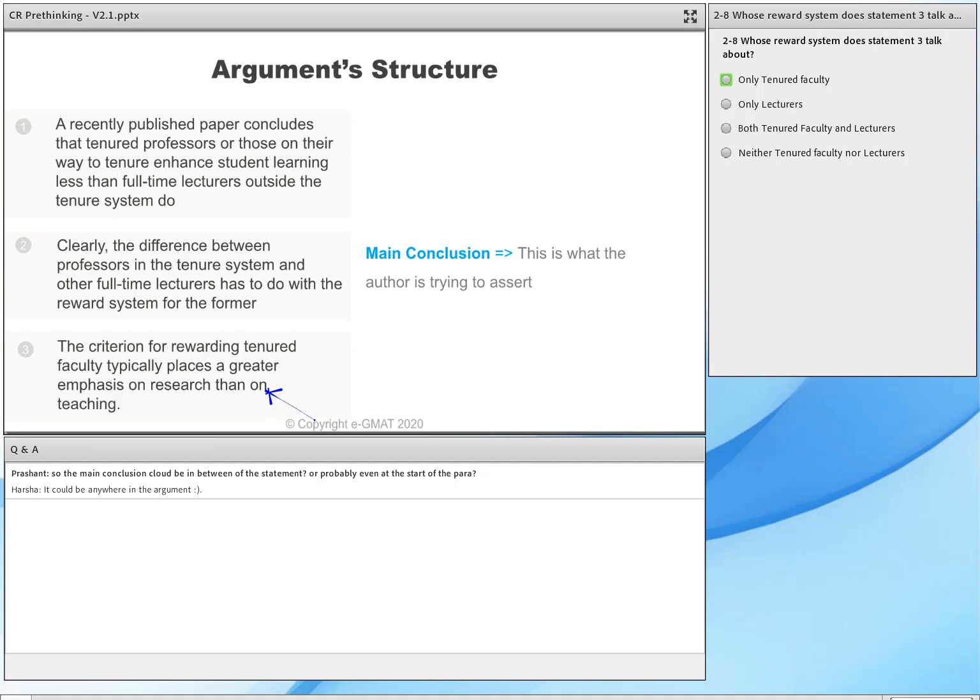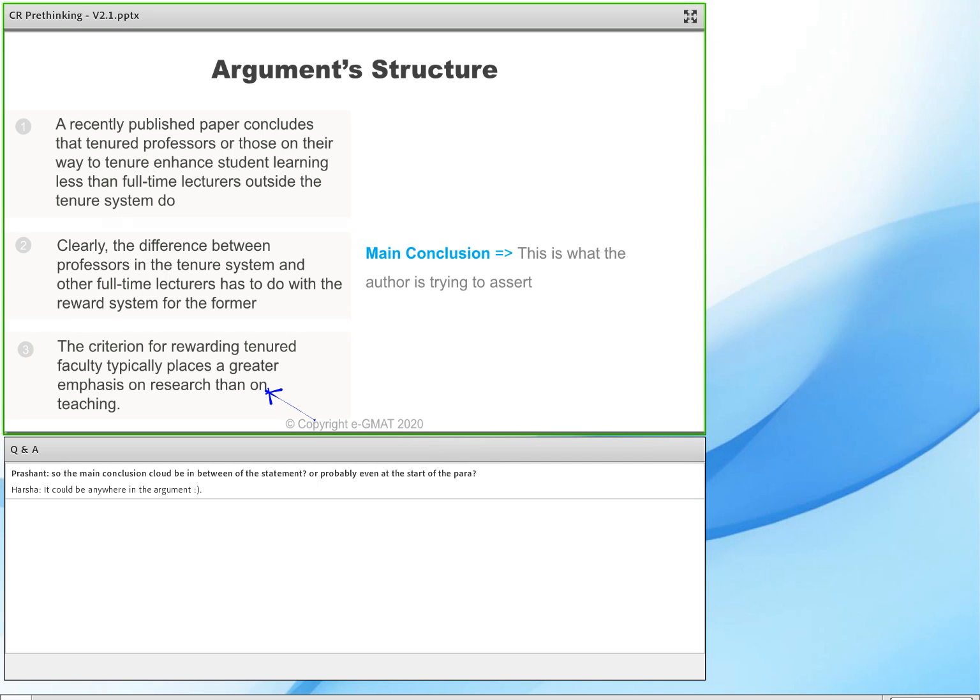I have 85 responses, and 1. Let me end the poll. And you can see 75% of you say it's just tenured faculty, 24% of you say it's both. Majority of you are correct, it's just tenured faculty.